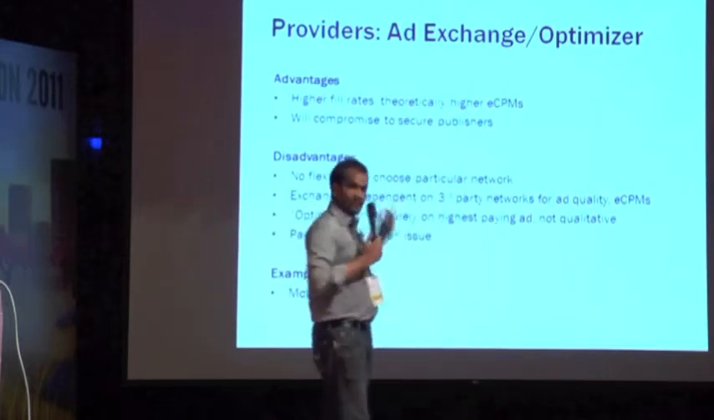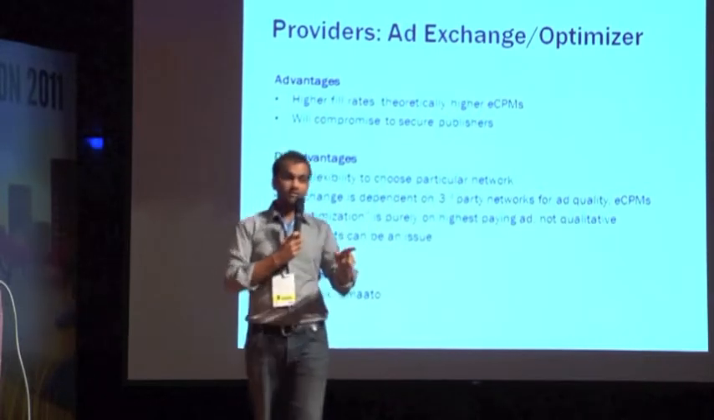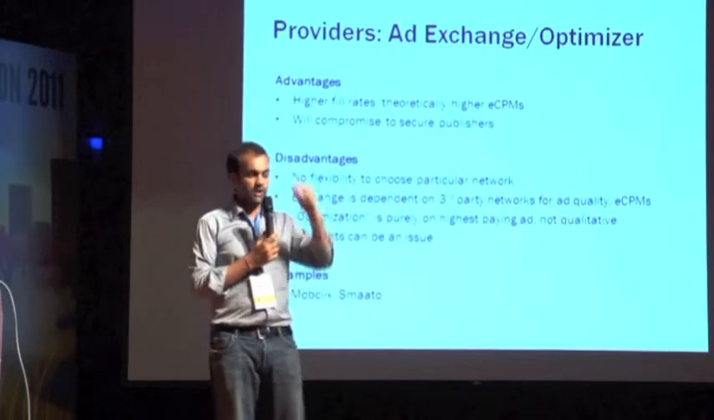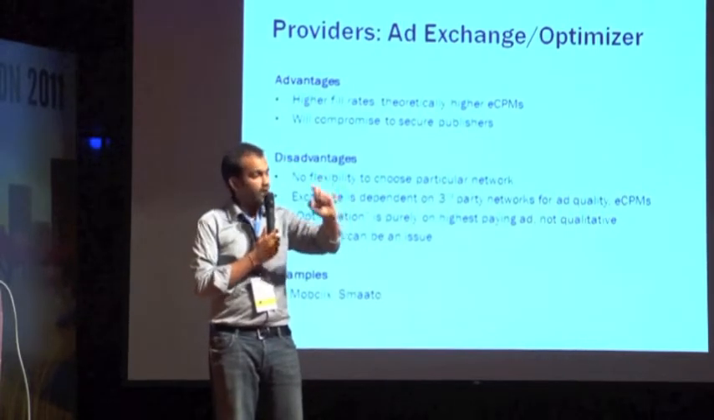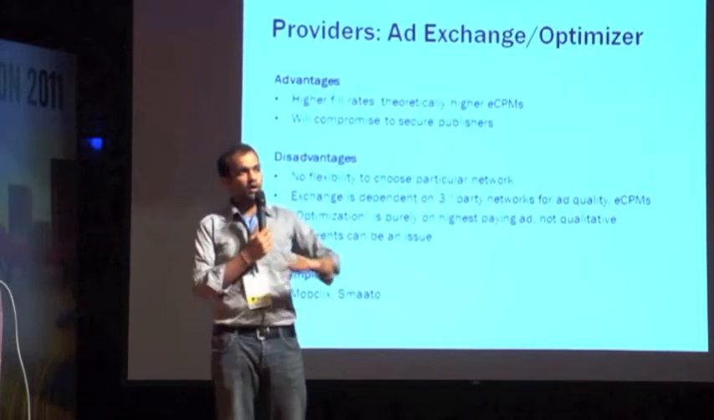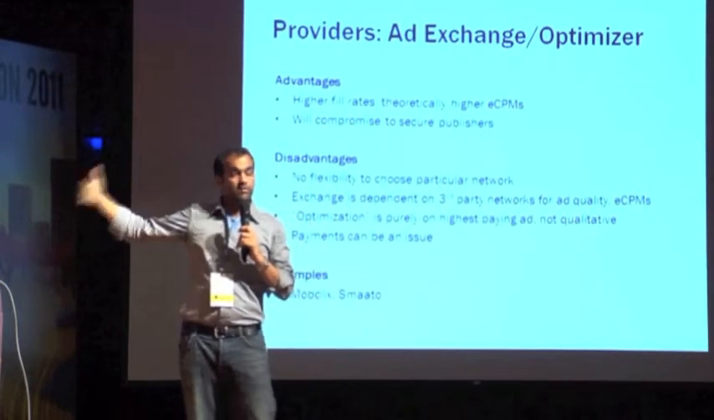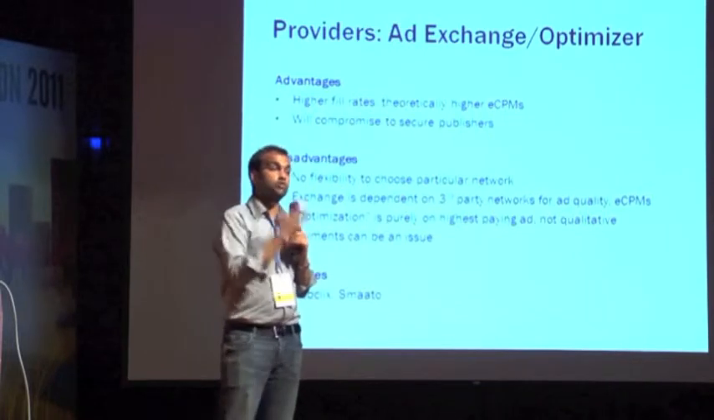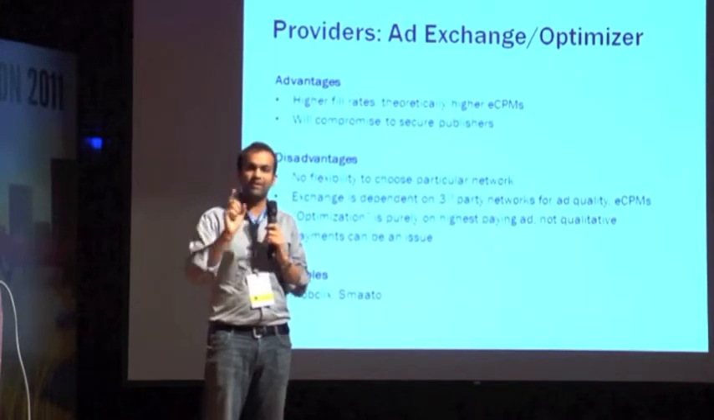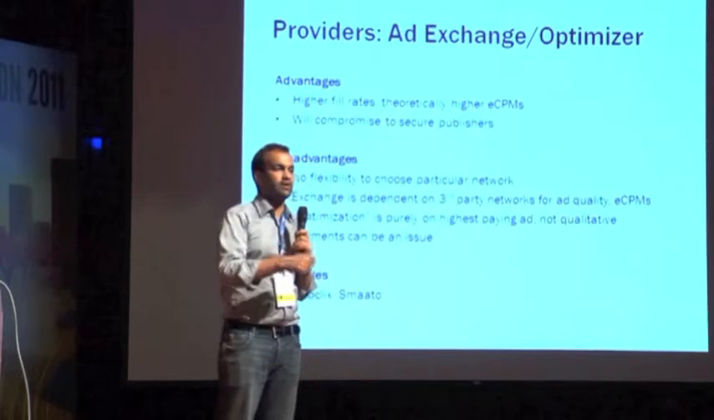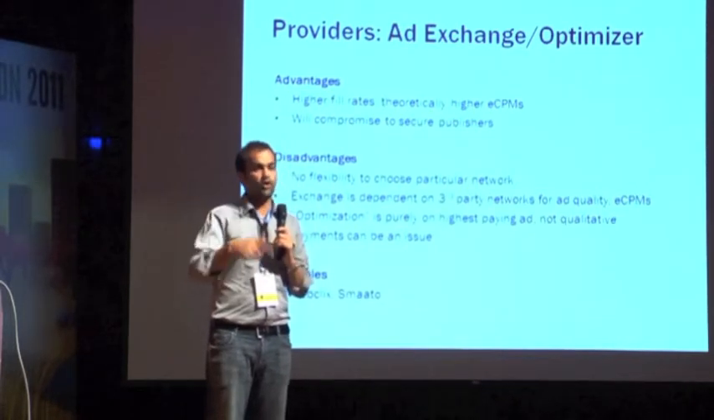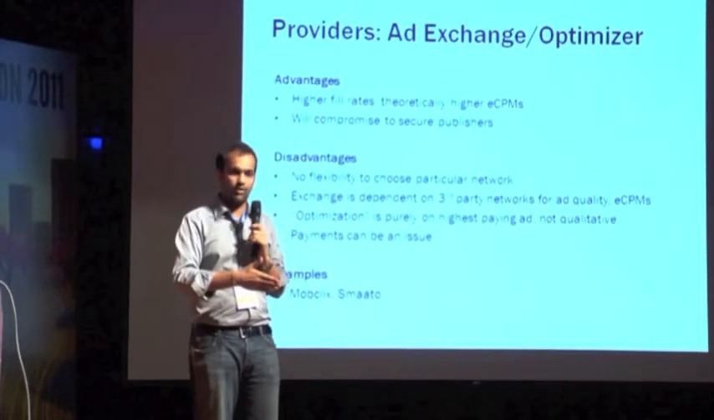Advantages: higher fill rates, as we talked about, and theoretically higher CPMs. The reason I say theoretically is that, as I said, they take the highest paying ad and show that, so theoretically highest paying ad means higher CPM. However, because there's not much qualitative optimization and targeting being done, the click-through rates might be lower. And if people are paying on click, that means your CPM actually goes down.